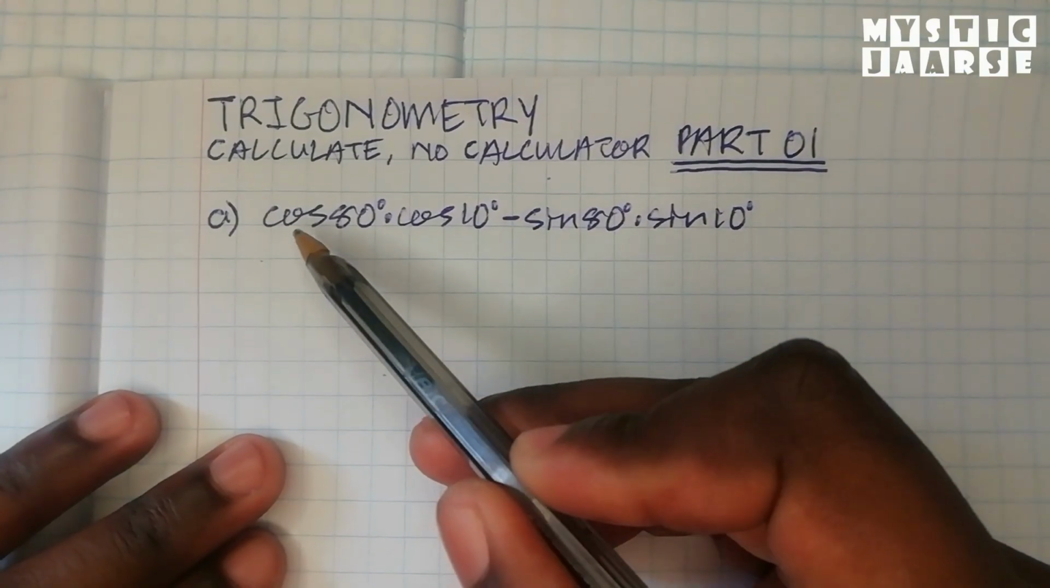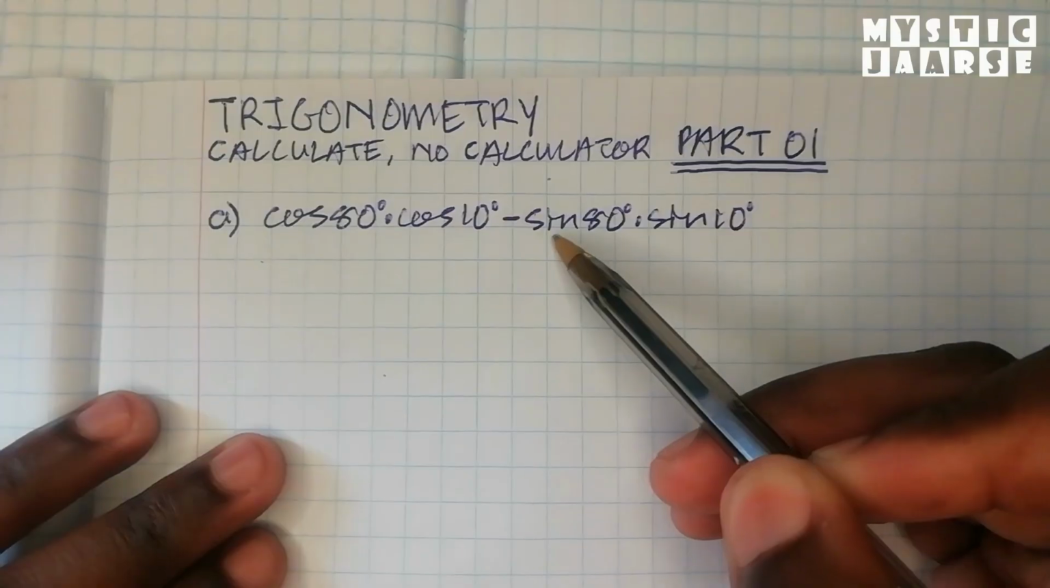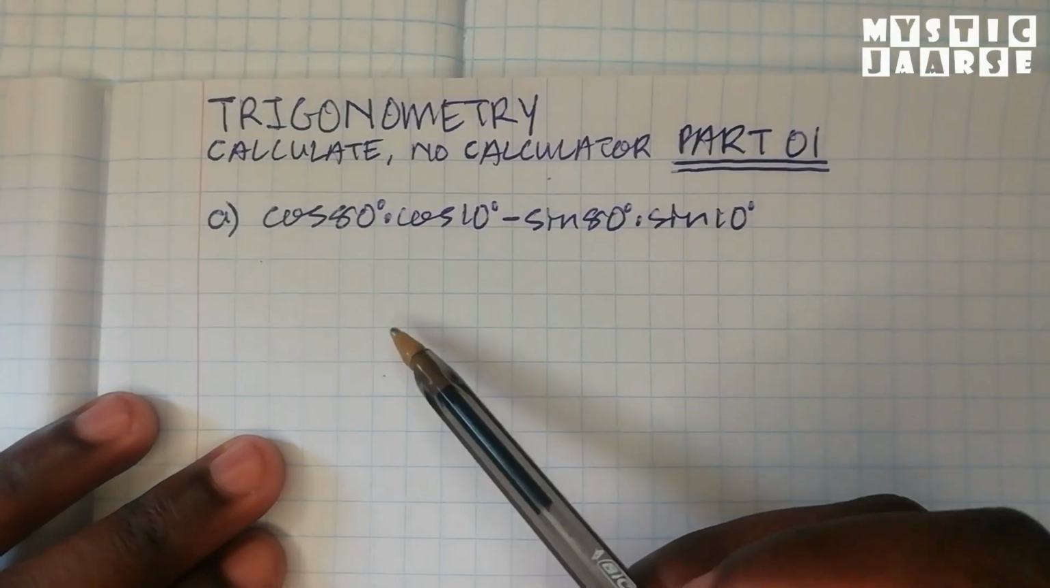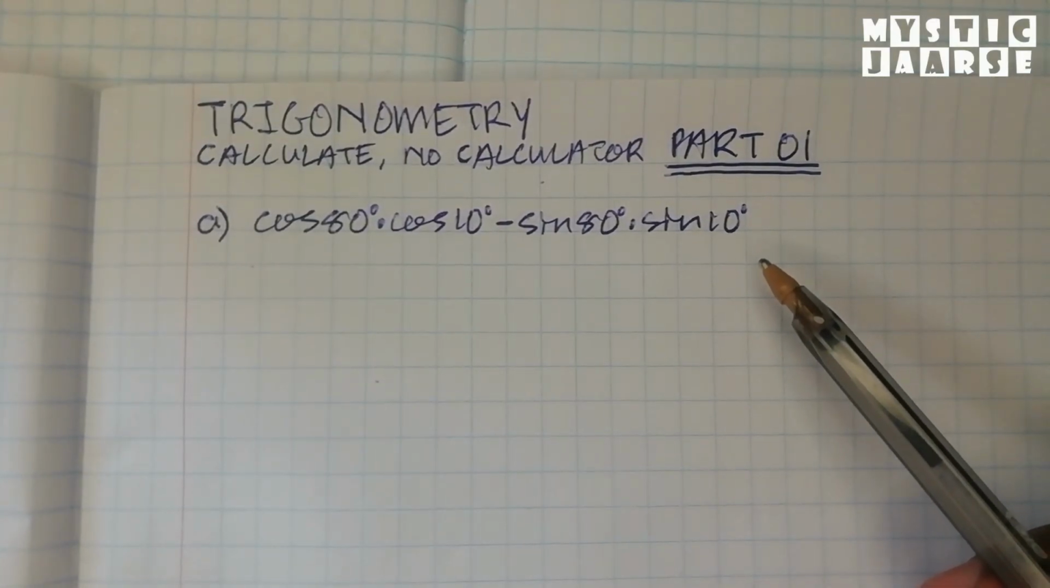So here we are given cos of 80 degrees multiplied by cos of 10 degrees minus sine of 80 degrees multiplied by sine of 10 degrees. We are asked to calculate this, or to simplify it without using a calculator.